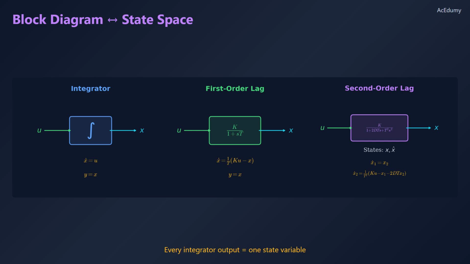Here is the key insight. Every integrator in a block diagram represents one state variable. For the integrator block, the state equation is simply x dot equals u and y equals x. For the first order lag, x dot equals 1 over T times the quantity K u minus x. For the second order lag, we need two states and two integrators. This means you can read state equations directly from any block diagram by identifying the integrator outputs.